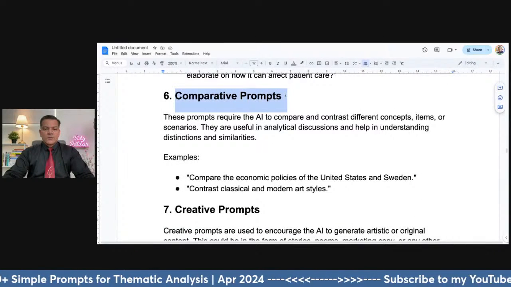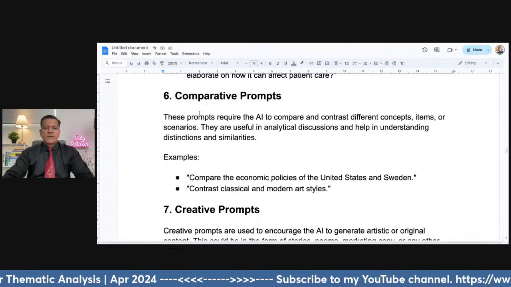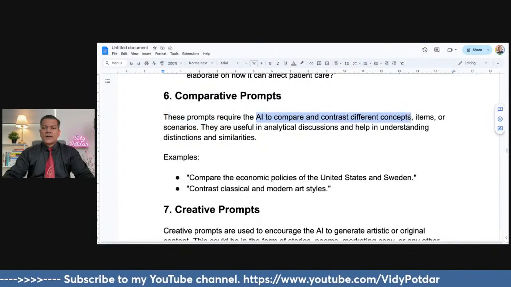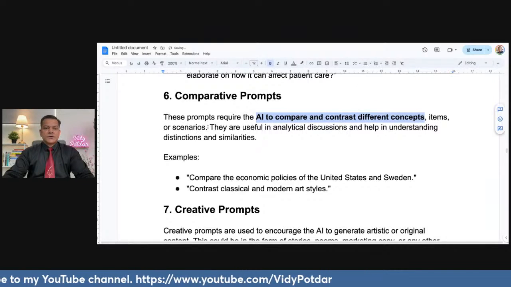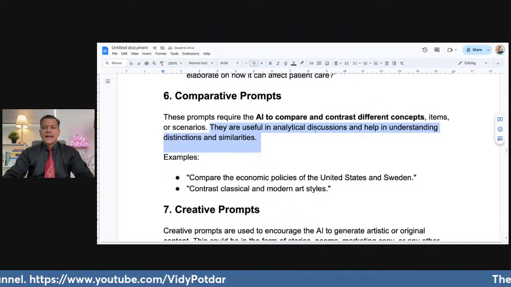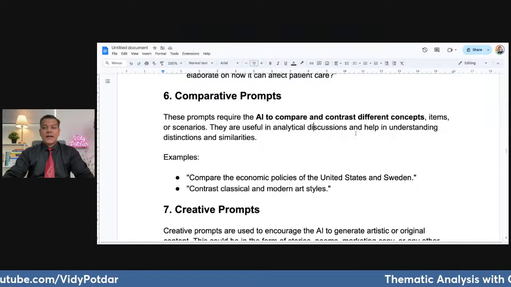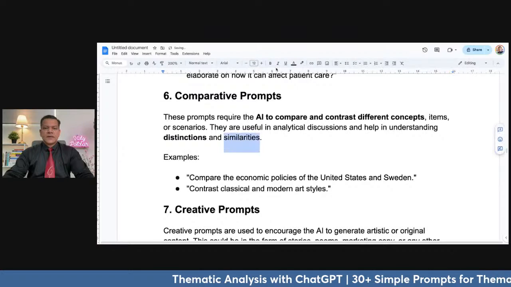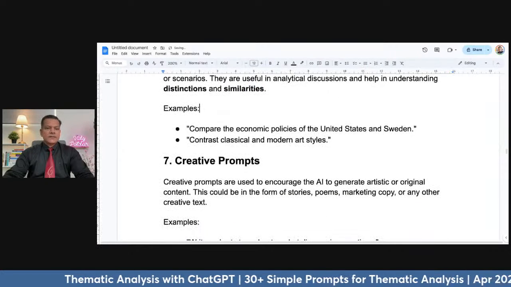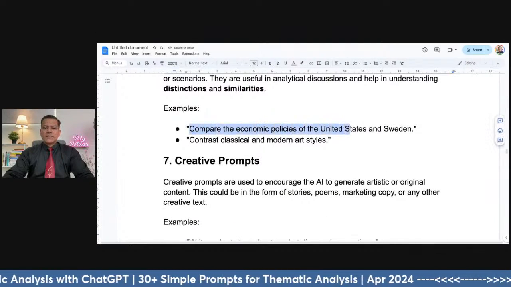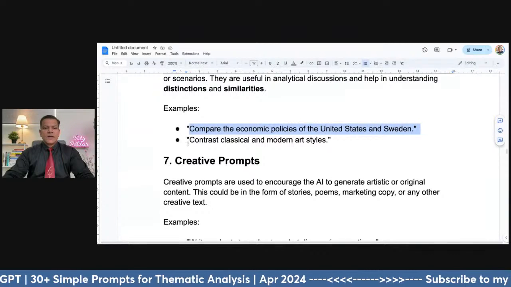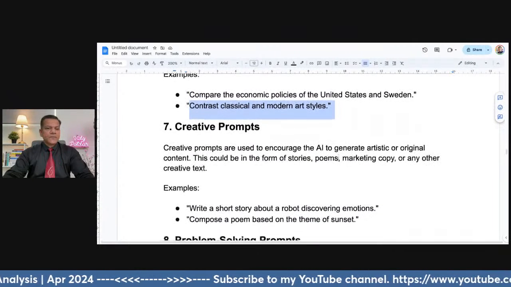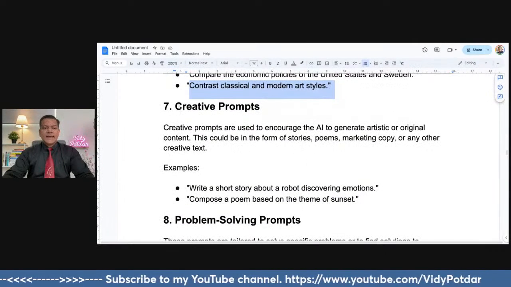Then we have comparative prompts. As the name suggests, you're comparing different things here. These prompts require AI to compare and contrast different concepts, items, or scenarios. They are useful in analytical discussions and help in understanding distinctions and similarities. So distinctions and similarities. So we are comparing things. For example, compare the economic policies of the United States and Sweden. Contrast classical and modern art styles. So things like that.